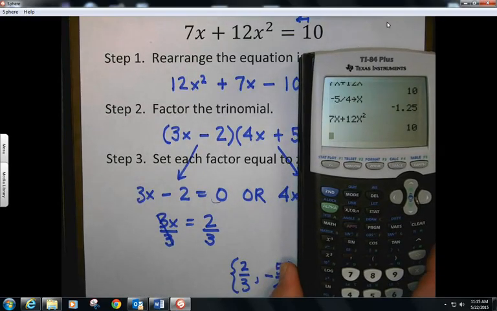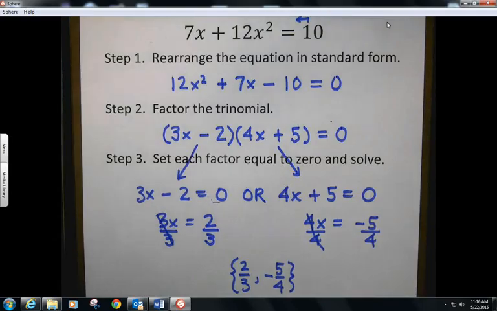I hope this helps you get an overview of how to solve quadratic equations by factoring.